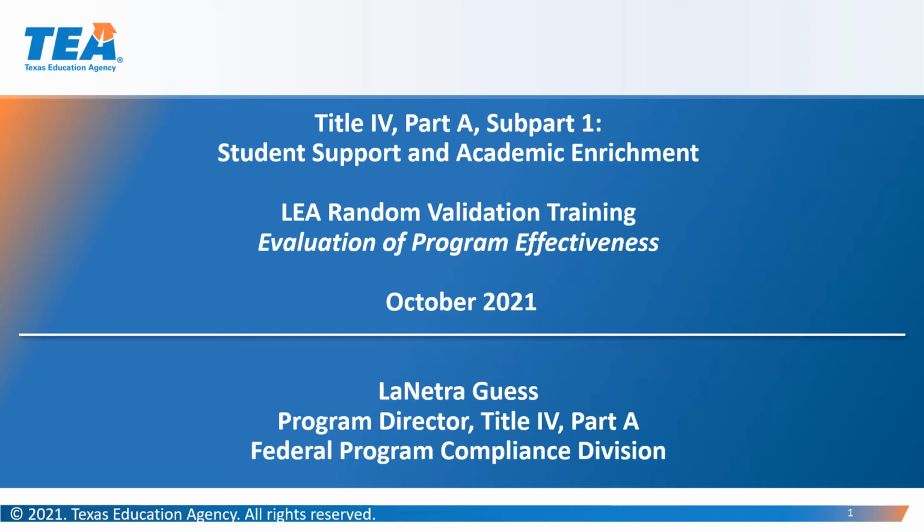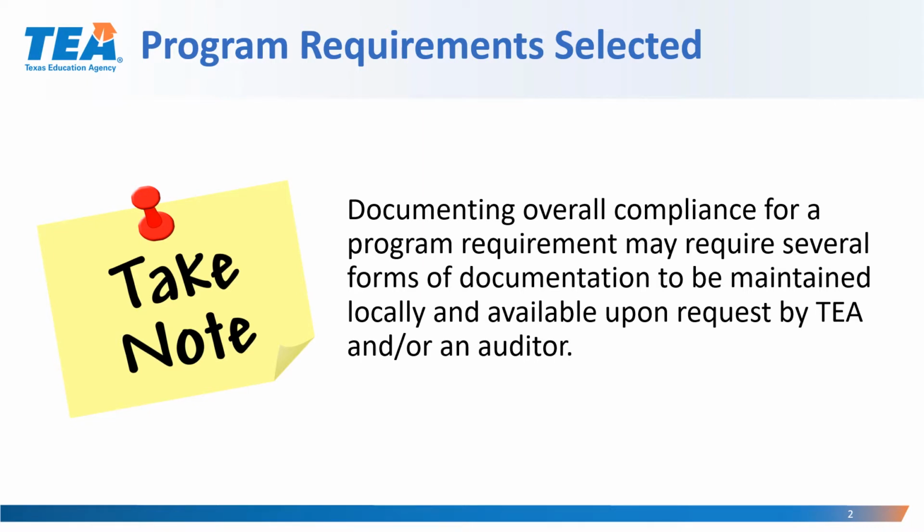The random validation for 21-22 will request documentation for 2 selected program requirements. However, a district must ensure it has documentation on file for all Title IV Part A program requirements. Documentation of overall compliance for a program requirement may require several forms of documentation to be maintained locally and available upon request by TEA and/or an auditor.